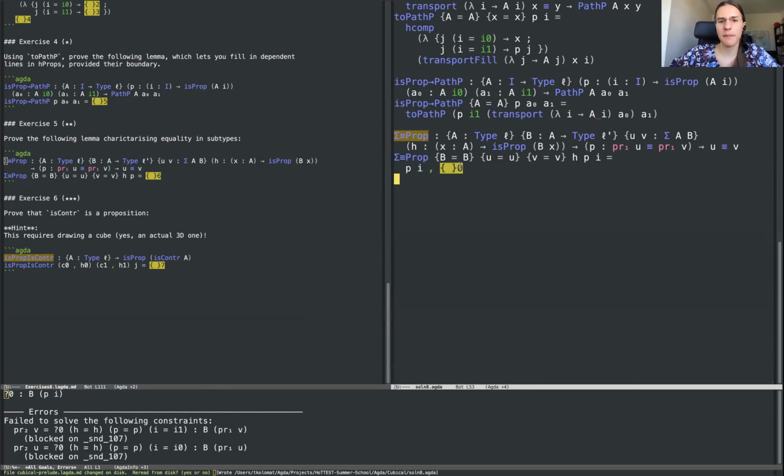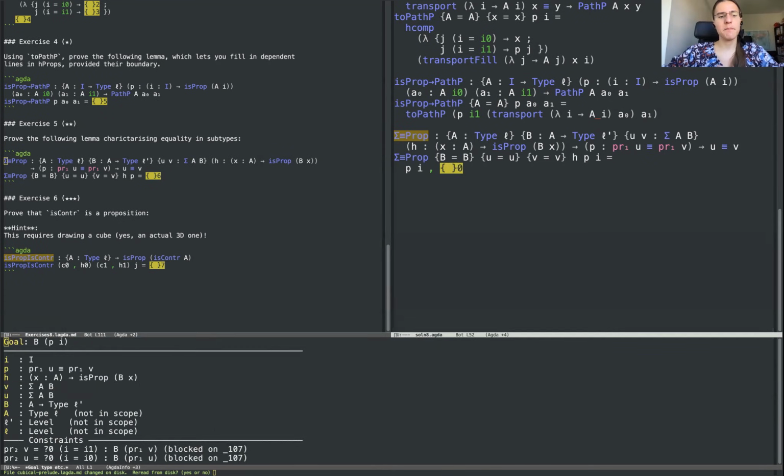Okay, but let's think about it. So where this lives is in B of P of I. So I have a proof that B is true of the first components, and that B is true of the first component of U. You know what? Maybe I can pattern match.